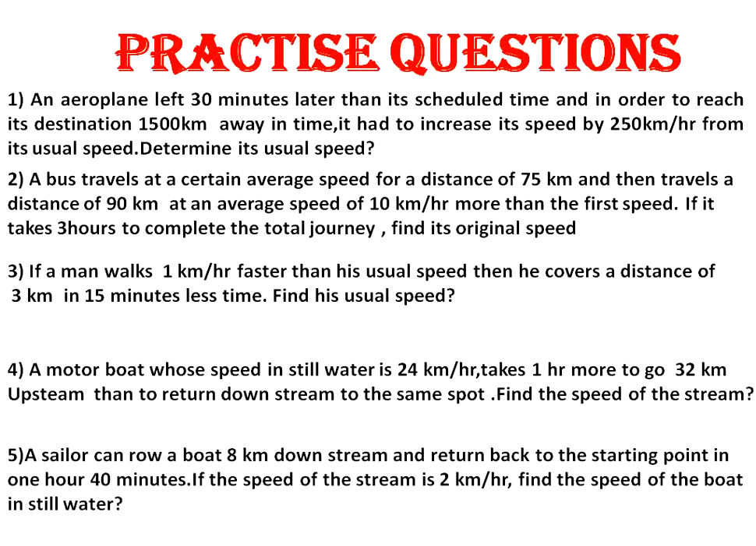A sailor can row a boat 8 km downstream and return back to the starting point in 1 hour 40 minutes. If the speed of the stream is 2 km per hour, find the speed of the boat. That is x plus 2 and x minus 2 I have to take. That is 8 divided by x plus 2 plus 8 divided by x minus 2.